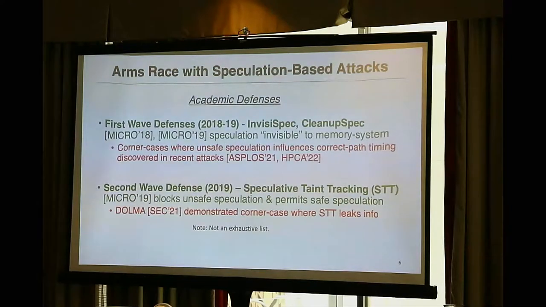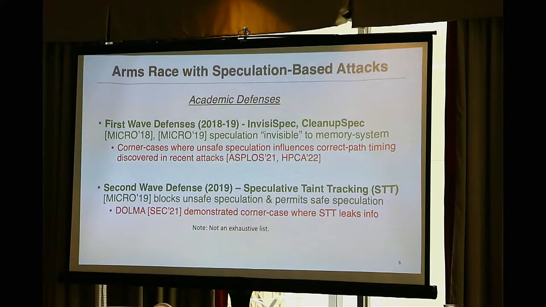Academic defenses are no different. The first wave of defenses against speculation-based attacks, like InvisiSpec and CleanupSpec, tried to make speculation invisible to the memory system. They were shown to have certain corner cases where they can still leak information, in some new attacks that came out last year and this year. A second wave of defenses, STT, adopted a more principled approach where it blocked unsafe speculation and permitted certain safe speculation categories. But then a new defense in 2021 showed that there are certain corner cases again that STT missed out that can leak information. So we're seeing this play out in academia as well.